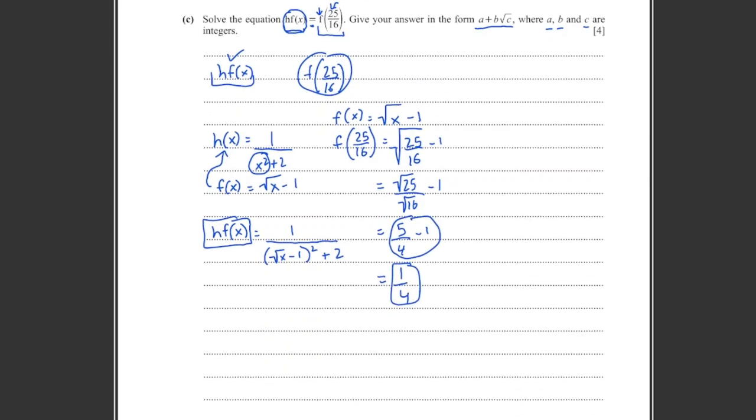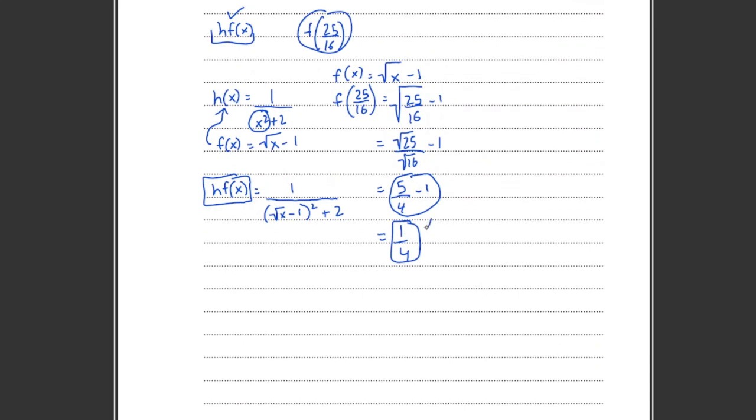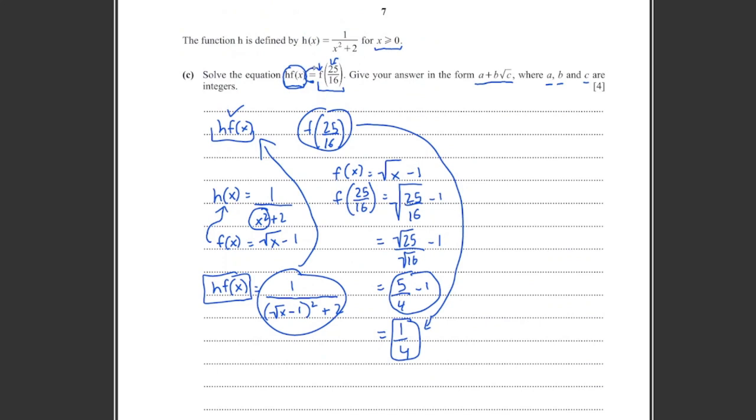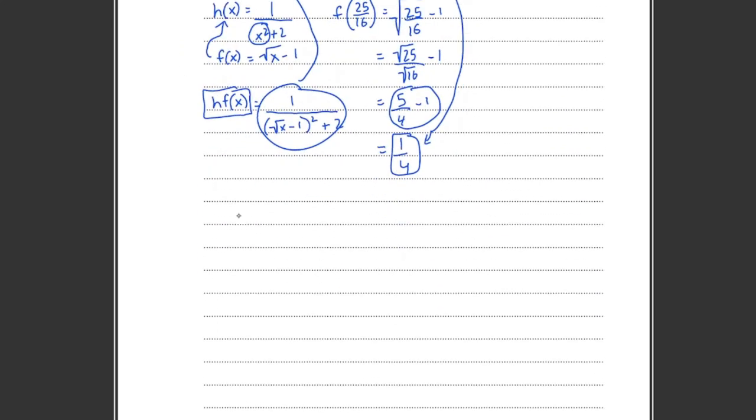Okay, so now I know this thing is basically that thing, and initially they told me to put these two things equal to each other. So this is 1 over square root x minus 1 whole squared plus 2 equal to 1 by 4. What I can do is cross multiply here, so I'm just going to get 4 equals square root x minus 1 raised to the power 2 plus 2.